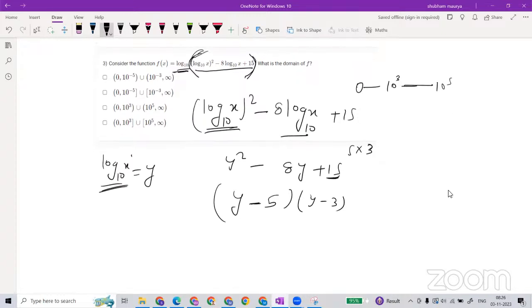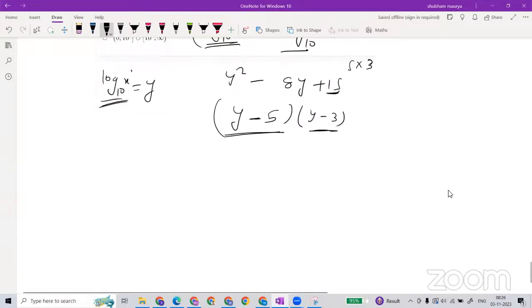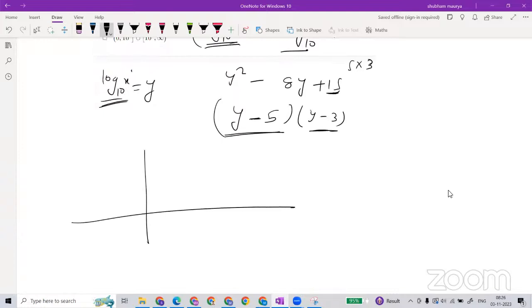So that means this one is positive. This is positive. So let's draw it here. So the positive thing is we know, this is 5, this is 3, this is 5. So this is going to be the parabola.